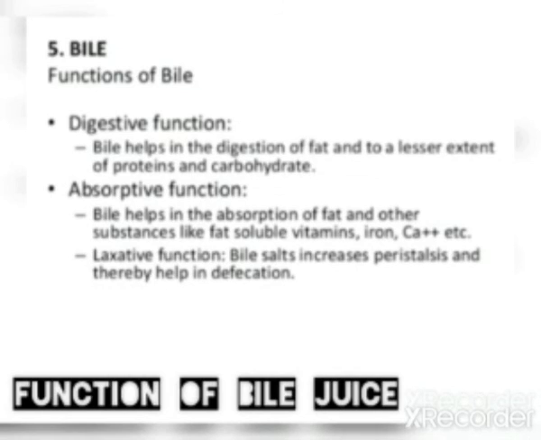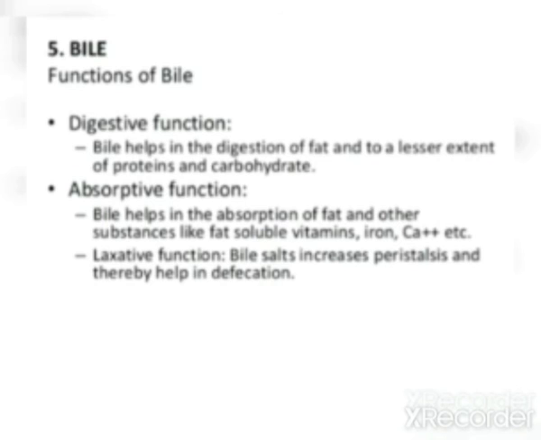Function of bile juice secreted by the liver. Bile juice makes the food coming from the stomach alkaline, and it increases the efficiency of enzyme action by breaking down the fat into small globules.